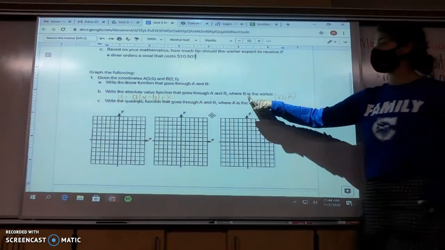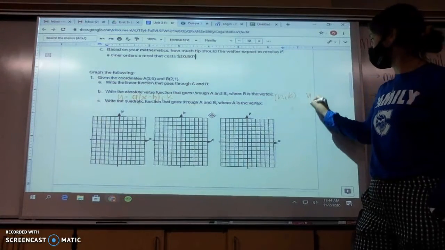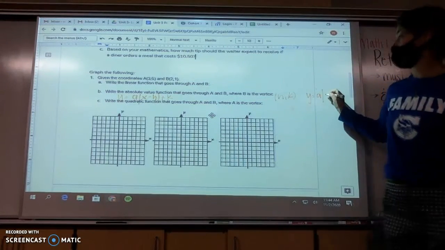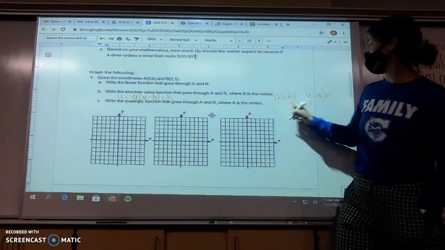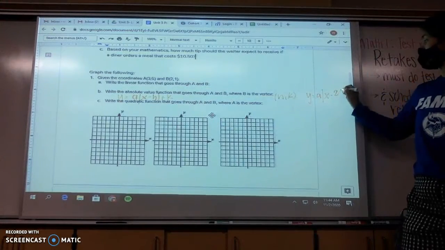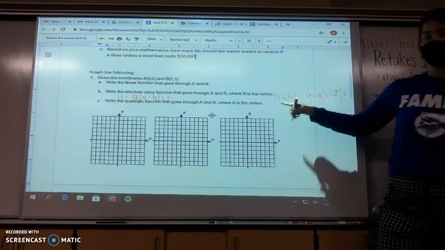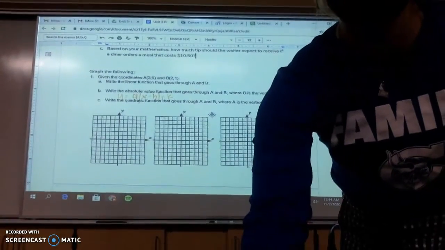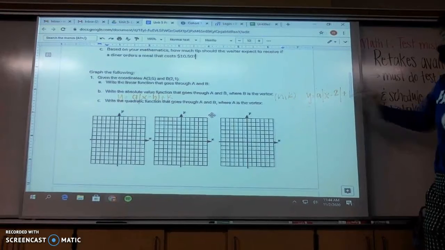So here it says B is my vertex. So I'm going to plug in B. So I get y equals a times the absolute value of x minus my h, which in this case is 2. So I have minus 2 plus our k, which is 1. Okay?